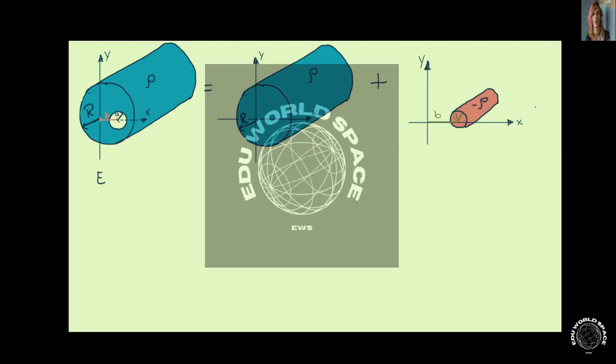The electric field E is then equal to E1 plus E2, where E1 is the electric field in the region of the hole in this situation, and E2 is the electric field here in the region of the hole in the second situation. We begin by calculating the electric field in situation number 1. In this situation, we will use Gauss's law.